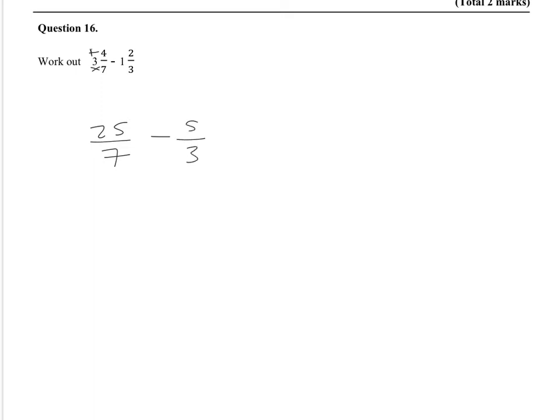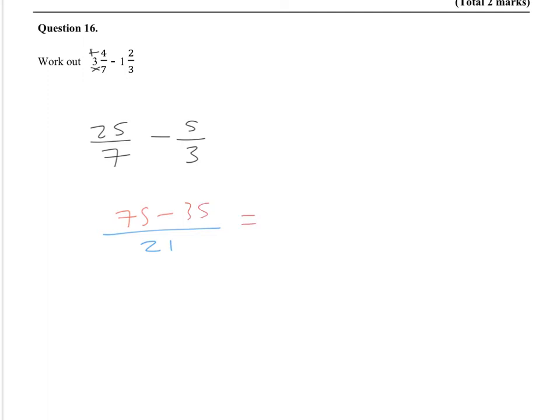Now that we've got improper fractions, we can then subtract the fractions. We need to find a common denominator. So the common denominator for these two is going to be 21, and to get from 7 to 21 we have to times by 3, so we'll have to do 25 times 3, which is going to give us 75, and to get 3 to 21, we have to times by 7. So we're going to have to do 5 times 7, which is going to give us 35.